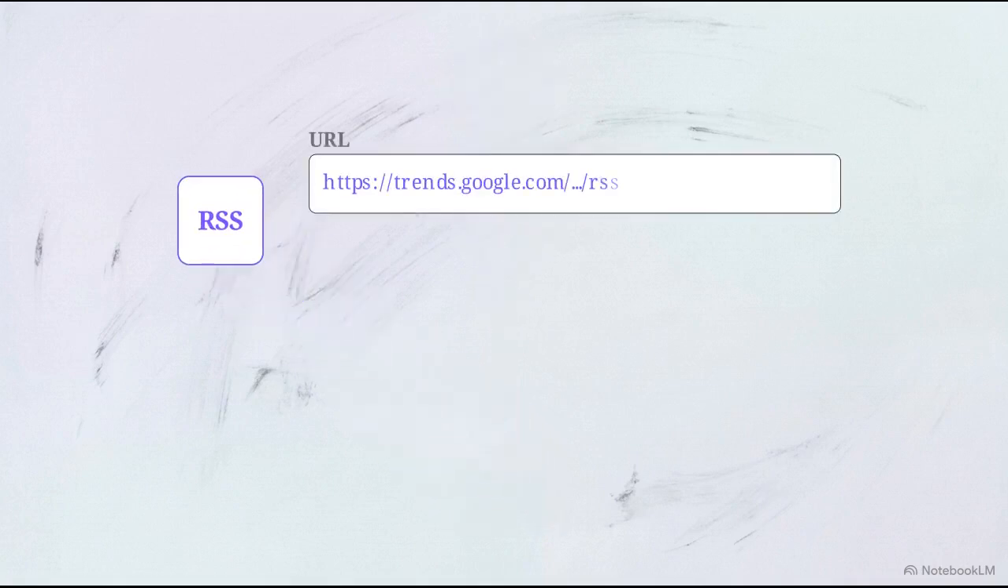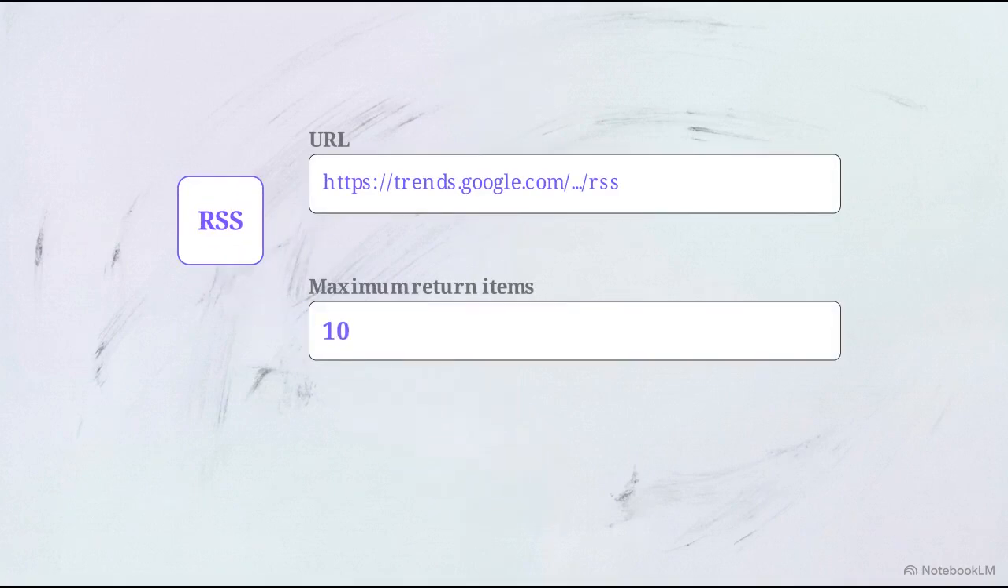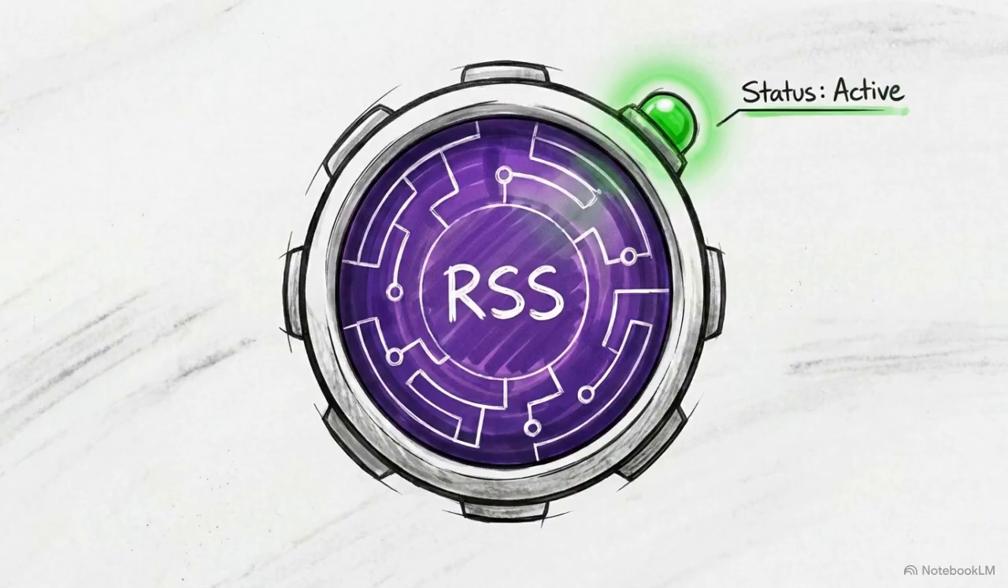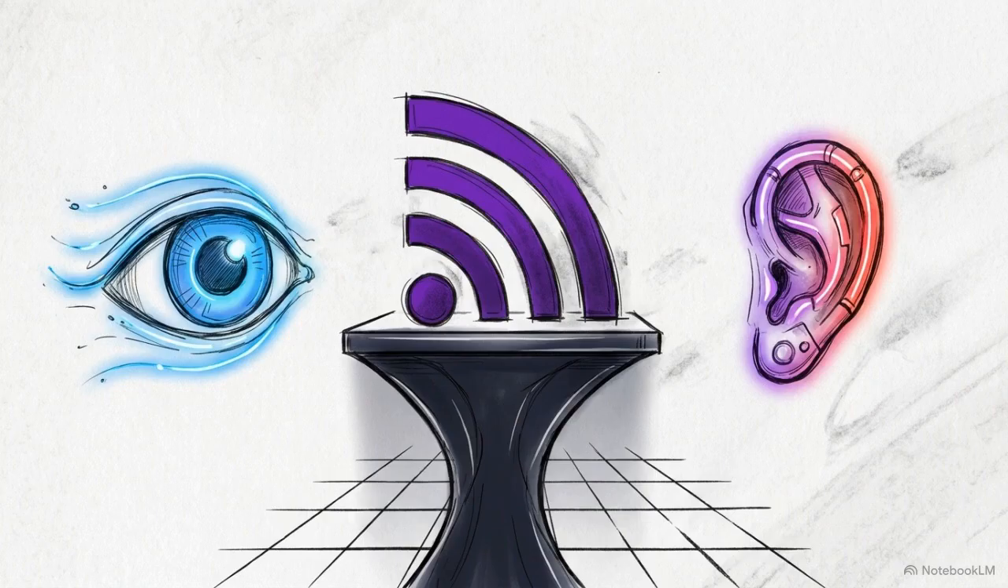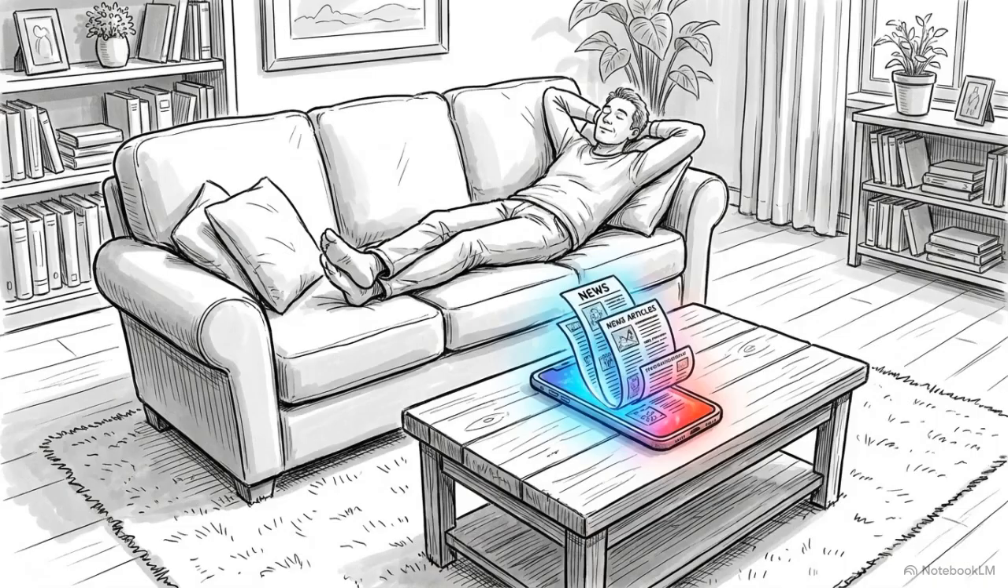In Make, paste the RSS URL for Google Trends and set the maximum number of items to 10. Once you click Save, you should see a clear active connection status on your RSS module right there on the canvas. This module is now the eyes and ears of your workflow. It constantly scans the web for the latest trends, so you can step away from the feed.